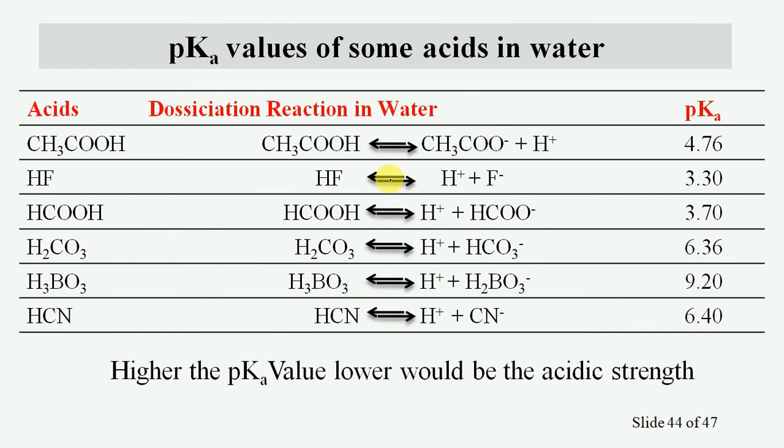So let us compare the pK value of some acids in water. This one is acetic acid. Acetic acid will undergo dissociation to form acetate ion and H+ ion. The pK value is equal to 4.76. Similarly, hydrogen fluoride will undergo dissociation into H+ ion and fluoride ion. The pK value is 3.30. Similarly, these are the pK values for different acids. So we have to remember that the higher the pK value, the lower would be the acidic strength.